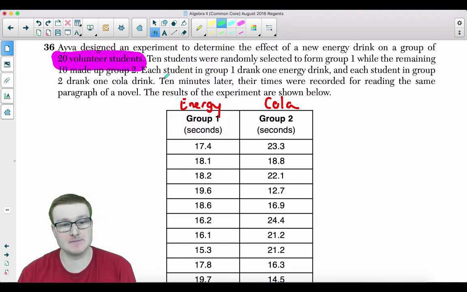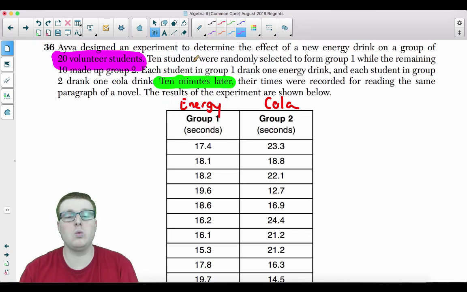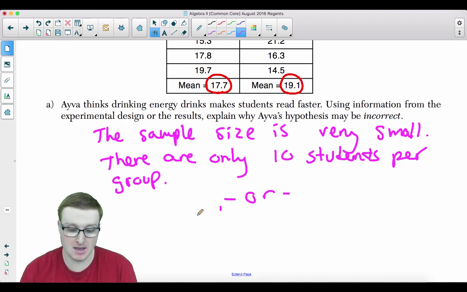It then says 10 minutes later. But what if, ladies and gentlemen, that cola, see, energy drinks have quick boosts of energy. Coca-Cola or soda has sugar. Your body needs to digest sugar and then you have a sugar rush. Some of you do, maybe.